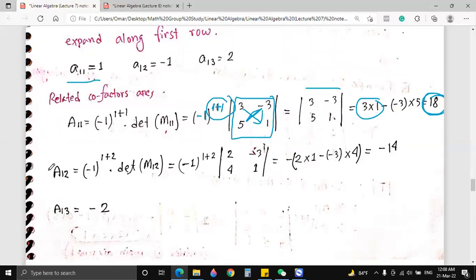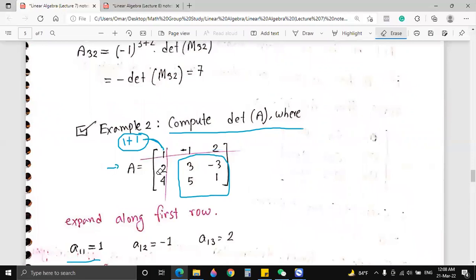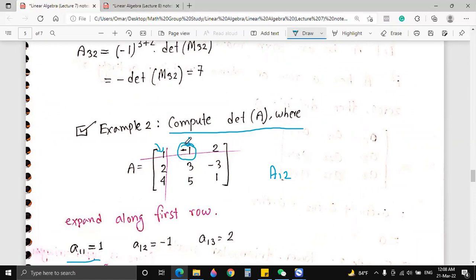So this way A12, it will be, A12 means where? Row number 1 and column number 2, right? A12 means row number 1, that means here, and column number 2. Okay, row number 1 is here, and column number 2 is here, right? So this entry is on the first row and on the second column, sorry. So this entry here, this is our A12.